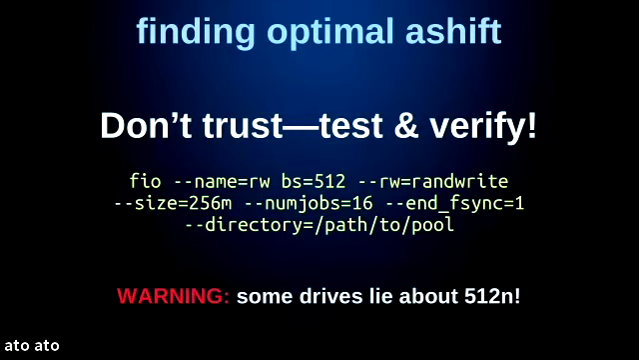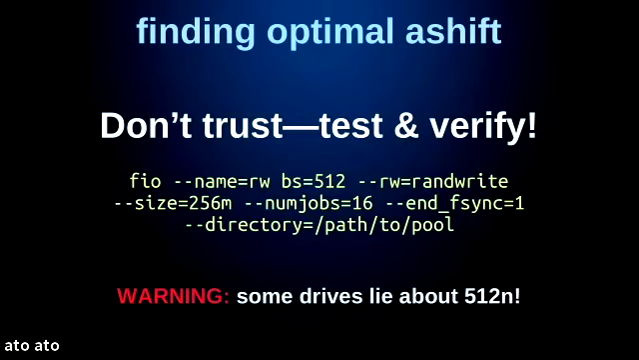Do it again with ashift equals 12, meaning 4K sectors. Do it again, write your results down. Now do it one last time at ashift equals 13, which means 8K sectors. Again, write your results down. Whichever one was the fastest result, that's what you should actually be using in production.